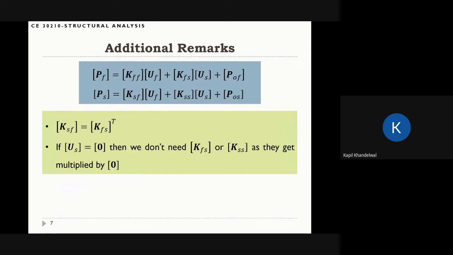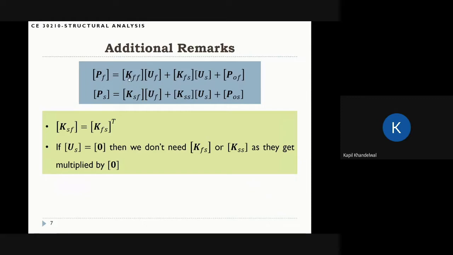Again, one important thing is that because this matrix is symmetric, KSF is actually KFS. So you never have to calculate it twice, because if you calculate KFS, you already know what KSF is, or if you calculate KSF, you know what KFS is. So just remember the symmetric property. It's important. Similarly, KFF is also symmetric. So you can make use of the symmetry when we are solving.